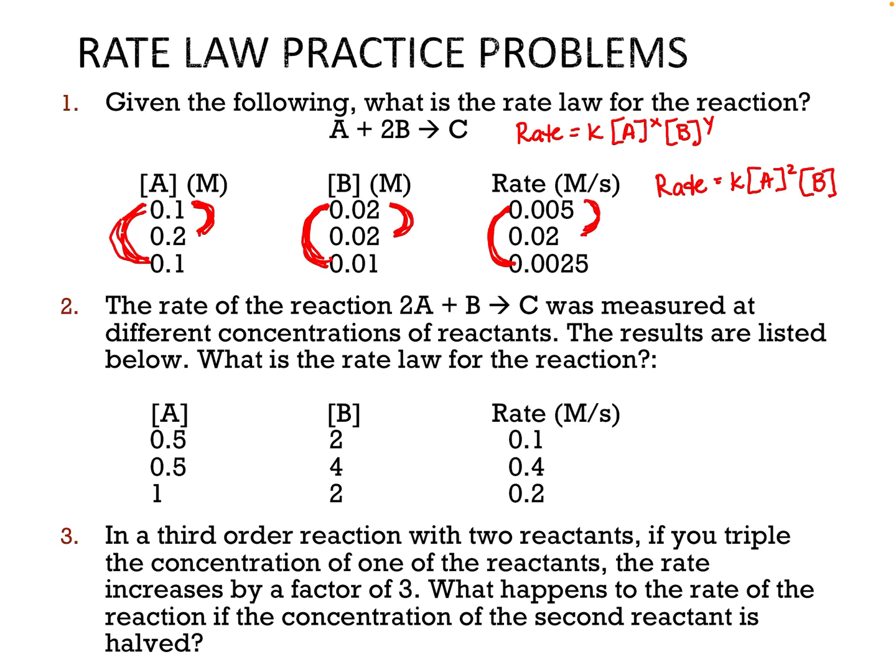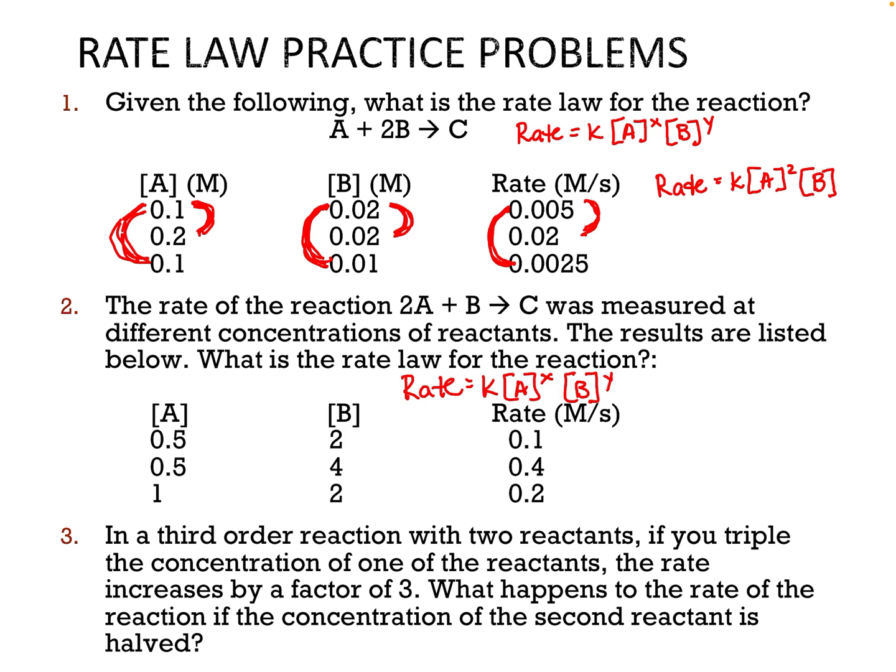All right, let's try the next one. So again, same kind of thing. We want to hold B constant so we can see what A is doing, and then we'll hold A constant so we can see what B is doing. And again, we're going to have rate equal to K times A to the something times concentration of B to the something. Let's figure out the somethings.